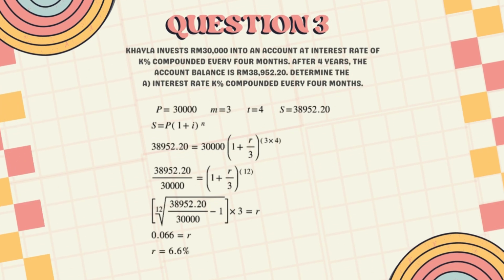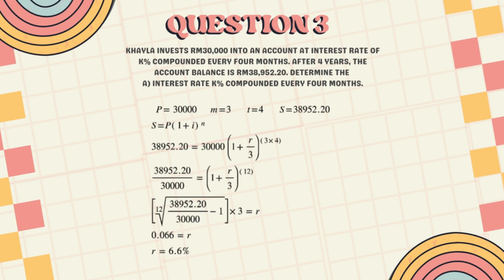Question number 3. Kaida invests 30,000 ringgit into an account at an interest rate of K% compounded every 4 months. After 4 years, the account balance is 38,952 ringgit and 20 cents. Determine the interest rate K% compounded every 4 months. So let's list the information we have regarding this question. We have P equals 30,000, M equals 3, T equals 4, and S equals 38,952.20.